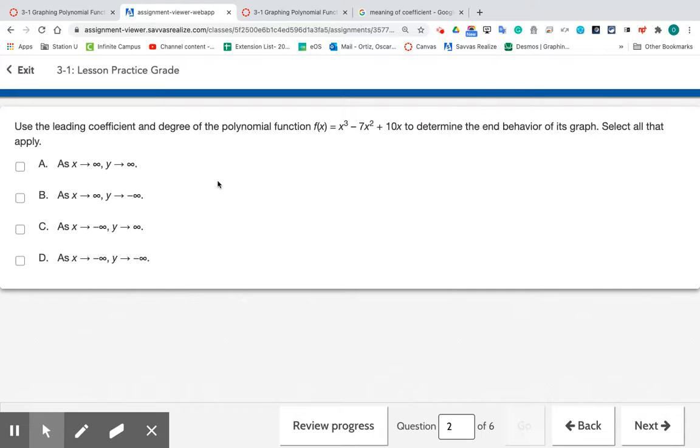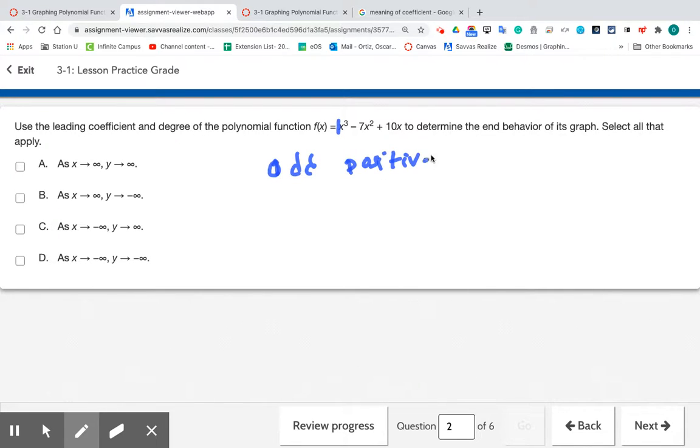Question 2 is asking to use the leading coefficient. Remember, the term with the greatest degree is the leading term, and the number there, or the factor multiplying the variable, is what is called the leading coefficient. So in this case, we don't write it, but we know it's there. That is a 1 right here. So that is the leading coefficient. And that leading coefficient is positive. Well, first of all, it's odd, and it's also positive.